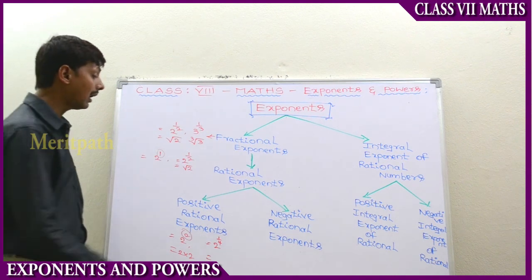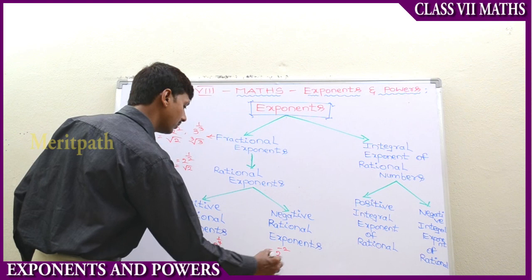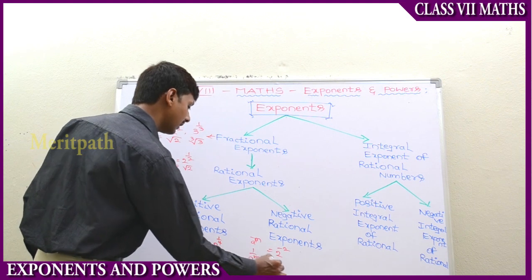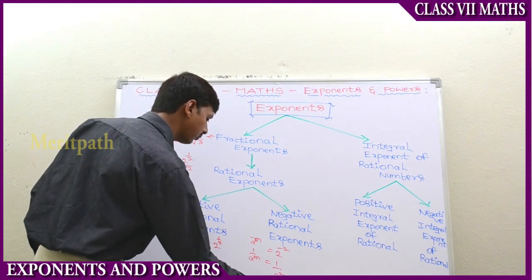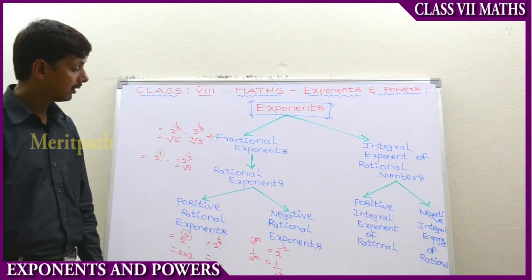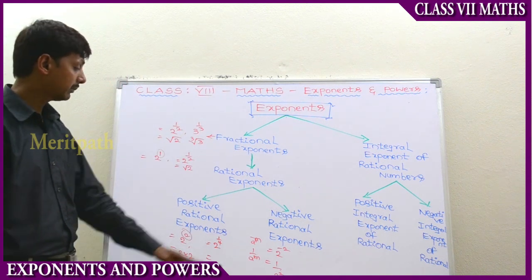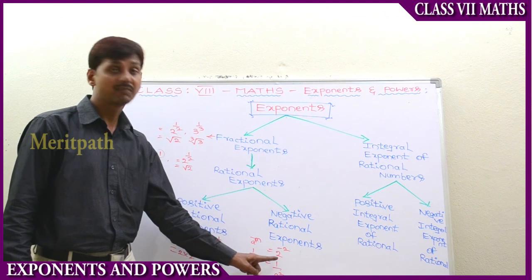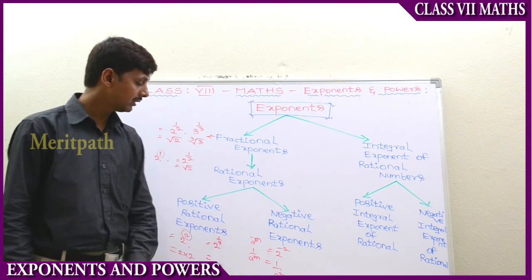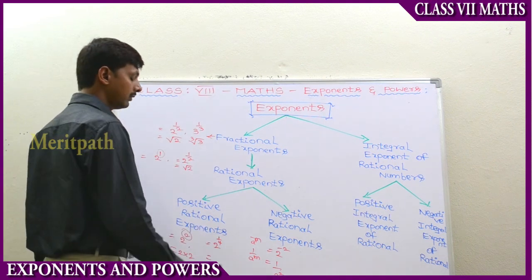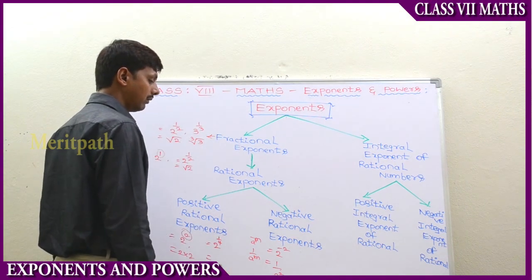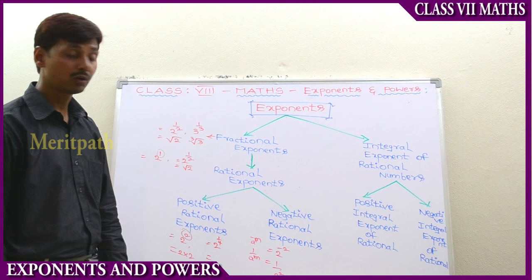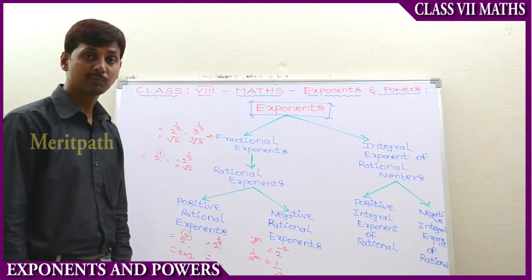The negative rational exponents: we take 2 power minus 2. That can be written using a power minus n is equal to 1 by a to the power of n, so 1 by 2 power 2, that is 1 by 4. We call it a negative rational exponent because there is a negative number as the exponent, as the power. That's the reason we call it a negative rational exponent, a to the power of minus n. So we have written the positive rational exponent and the negative rational exponent.